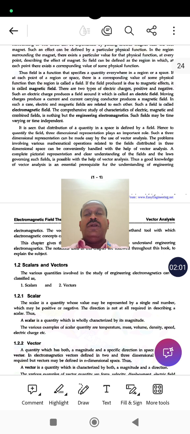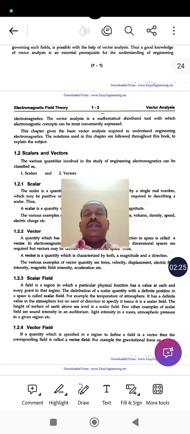Problems involving various mathematical operations related to the field distributed in three-dimensional space can be conveniently handled with the help of vector analysis. A complete pictorial representation and a clear understanding of the field and the laws governing such fields is possible with the help of vector analysis. Thus, a good knowledge of vector analysis is an essential prerequisite for understanding engineering electromagnetics. Vector analysis is a mathematical tool by which electromagnetic concepts can be most conveniently expressed.